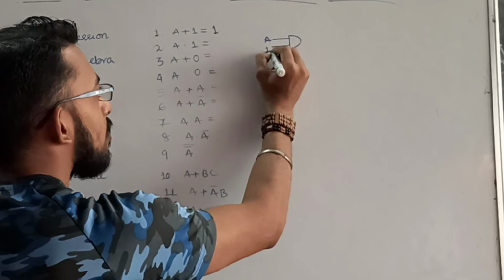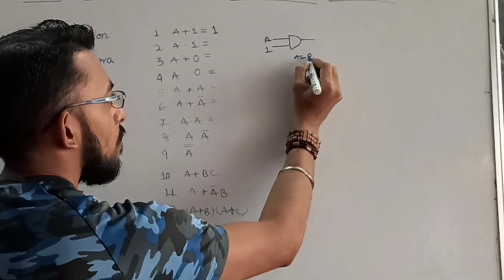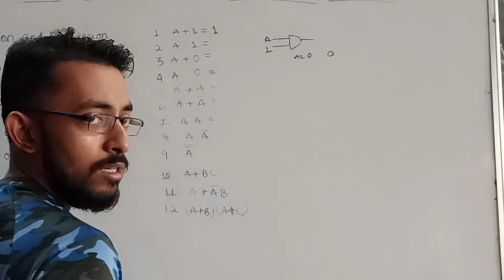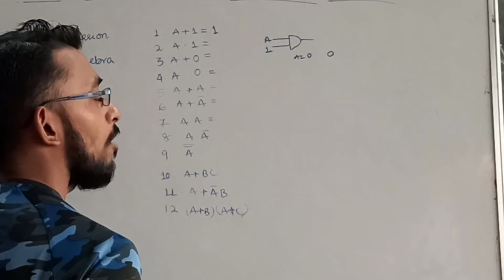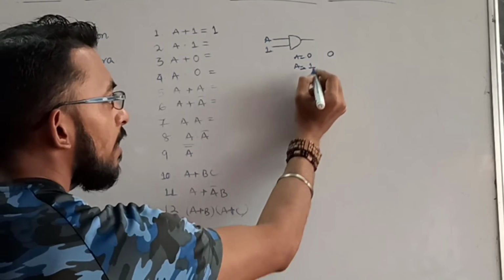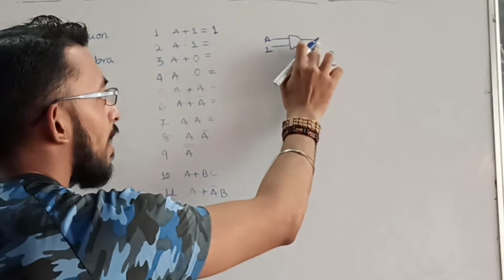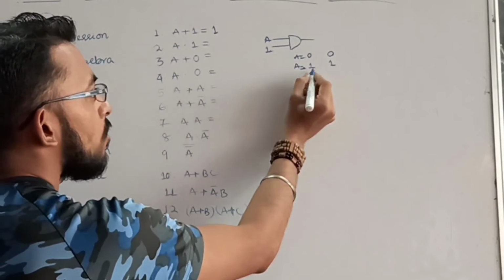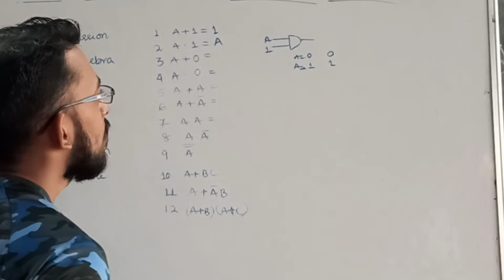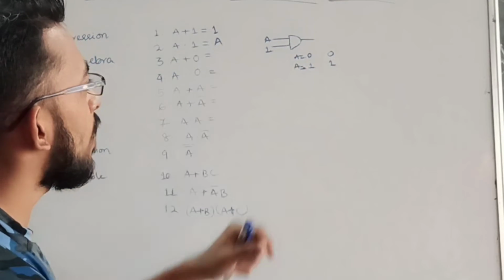Next. This is A, this is 1. Now tell me, if A equal to 0, one input is 0, second input is 1, the output will become 0. Yes or no? For an AND gate, if one input is 0, the output will become 0, whatever the second input. Now if A equal to 1, then the output is nothing but 1, because 1 and 1 will give me an AND with value 1. It means A dot 1 will give me value A. Whatever the value of A, that will be the output. You see, if my A is 0, my output is 0. If my A is 1, my output is 1.